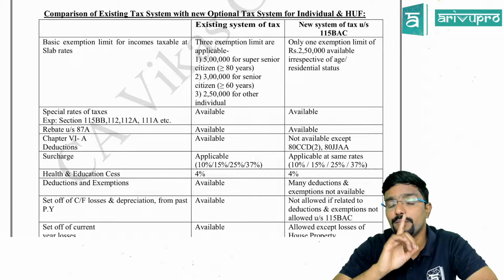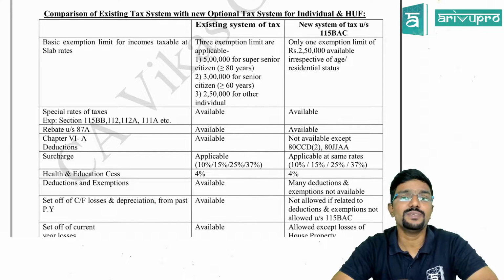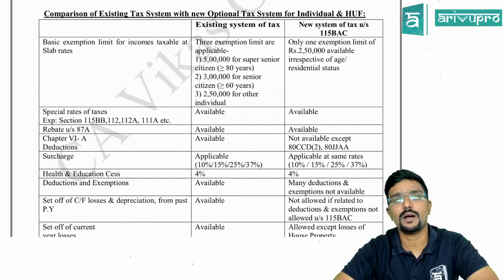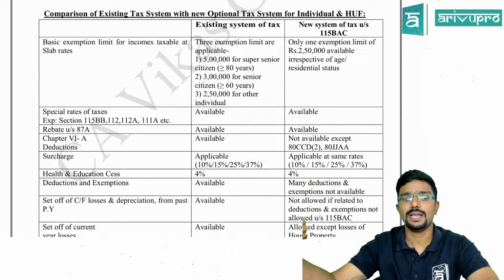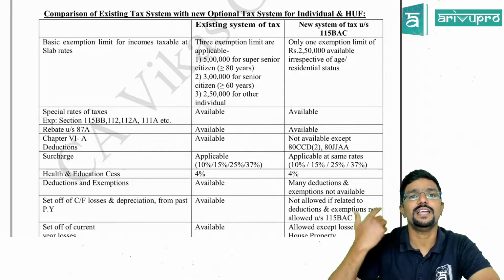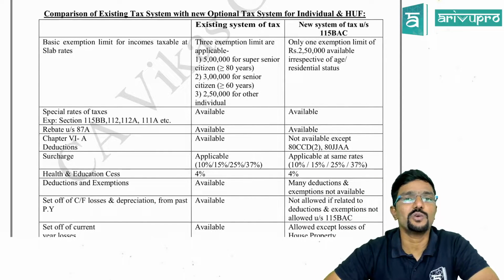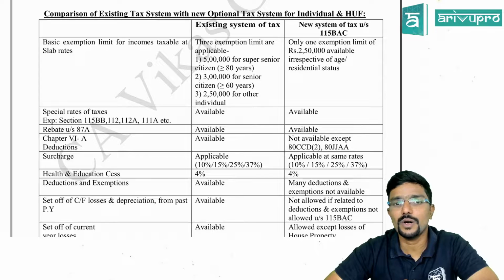So please be careful. They may ask some MCQ question. For example, if Mr. A, aged 90 years, who is resident and opted for the new scheme, what is the basic exemption limit, guys? They will give the options 2,50,000, 3 lakh, 5 lakh and nil, or none of the above. So what will be your answer?